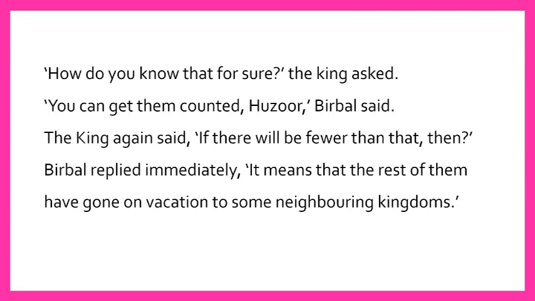The king again said, "If there will be fewer than that, then?" Now in this sentence, there are two "then"s. You should understand "than". This "than" is used to compare the situations. So the king asked, what about if there will be fewer than that? "That" here responds to the number which was quoted by Birbal. So the king meant to say, what will you do if your number of crows is less than what you said? Now Birbal replied immediately.